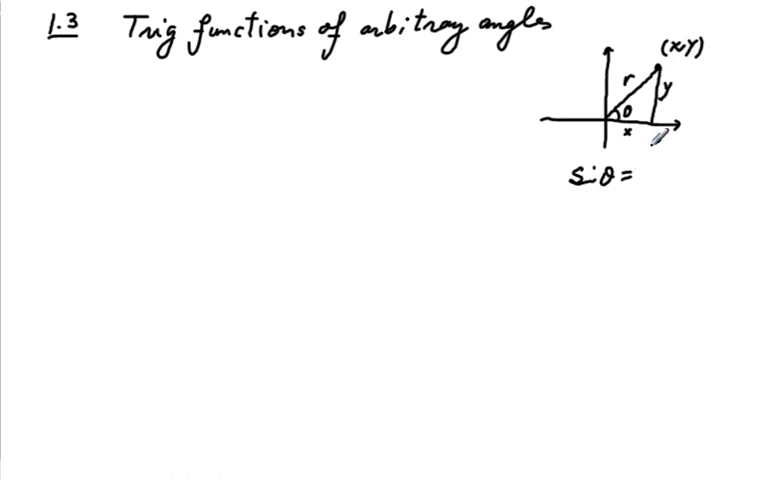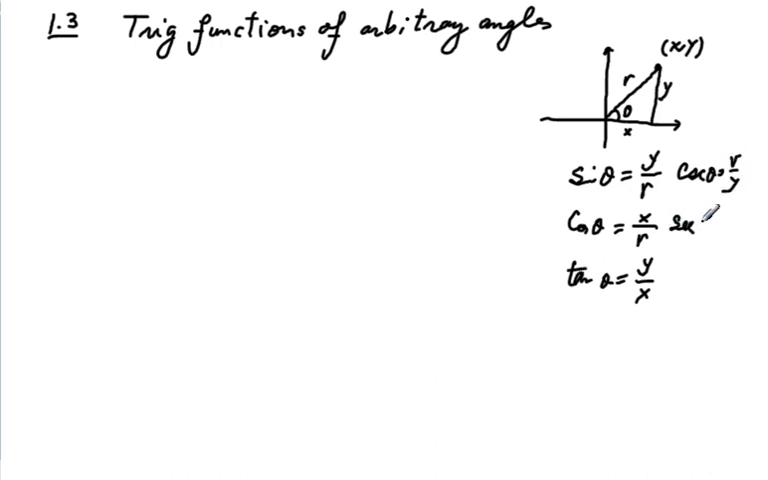So sine of theta becomes opposite over the hypotenuse, cosine of theta is adjacent over the hypotenuse, tangent of theta becomes opposite over adjacent, and then the reciprocals: cosecant of theta, secant of theta, and cotangent of theta, same style. So these are our new definitions. How do the problems come about related to these things?